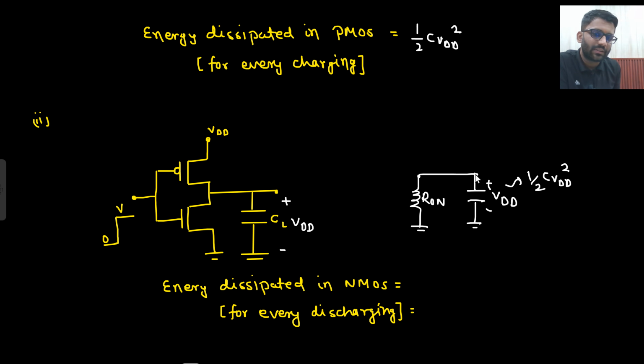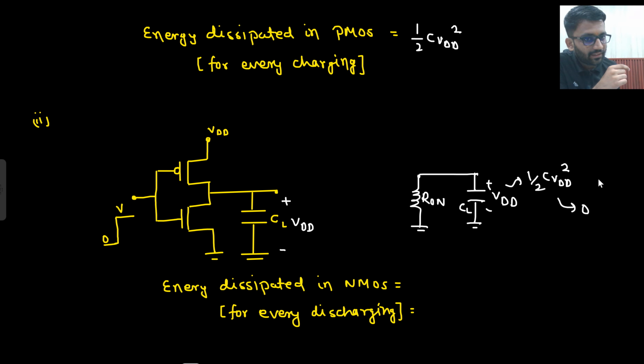Now what will happen to this VDD voltage? This will be completely discharged here, so eventually the energy will go towards 0. So where is the energy dissipated? Across the resistor, right? What I mean to say is that the CL is already charged to VDD. Now this will be discharged across the resistor. The complete voltage will be discharged across the resistor, from VDD to 0.